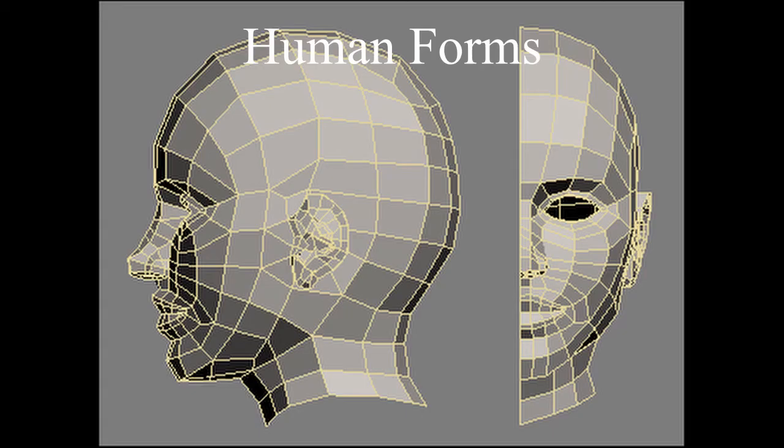Another reason why we redirect edge flow is so that edge loops are now at different angles and flow around the curve of the organic shapes of the body, which allows for good deformation later on when we're animating and deforming the body. The facial topology of your human model is very, very important.